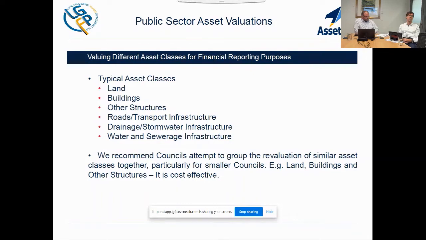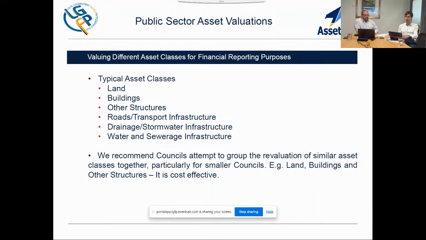Asset categories such as land, buildings, other structures obviously make sense to be undertaken together, because often those assets are all co-located. Obviously, if you've got a building, it has to be located on land, and often other structures are there to support the building assets. So we find those asset categories work quite well when they're valued together, and a lot of local governments do those together. And the same applies for water, sewerage, roads, drainage, and all those other asset categories. Grouping them together can sometimes make sense as well.